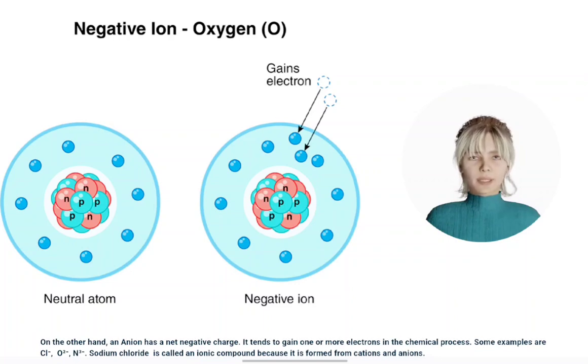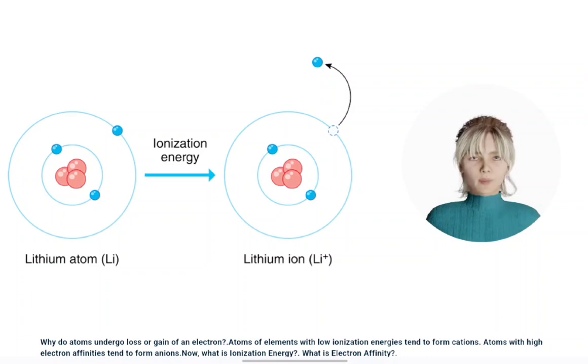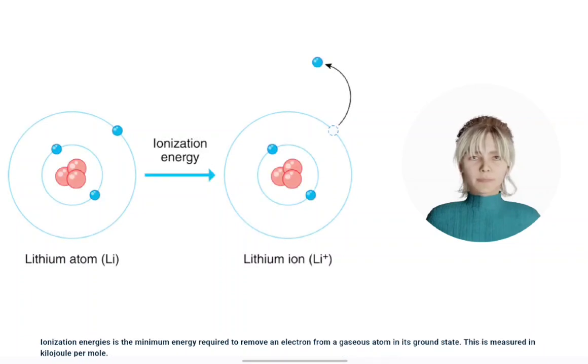Atoms of elements with low ionization energies tend to form cations. Atoms with high electron affinities tend to form anions. Now, what is ionization energy? What is electron affinity? Ionization energy is the minimum energy required to remove an electron from a gaseous atom in its ground state. This is measured in kilojoules per mole.